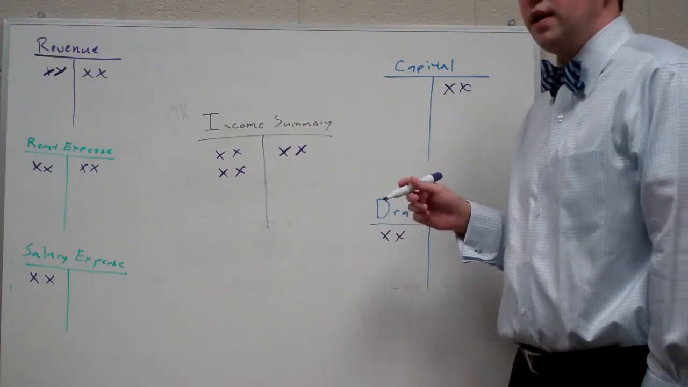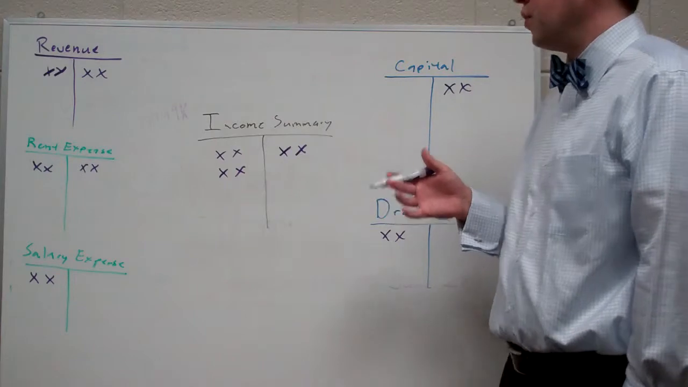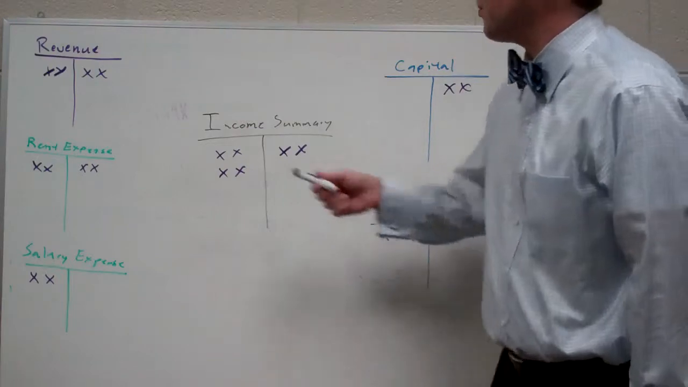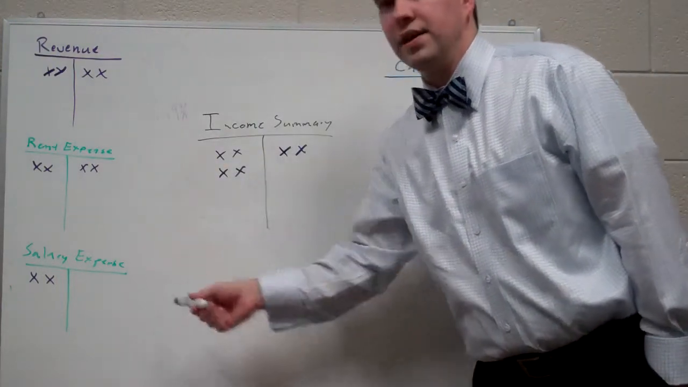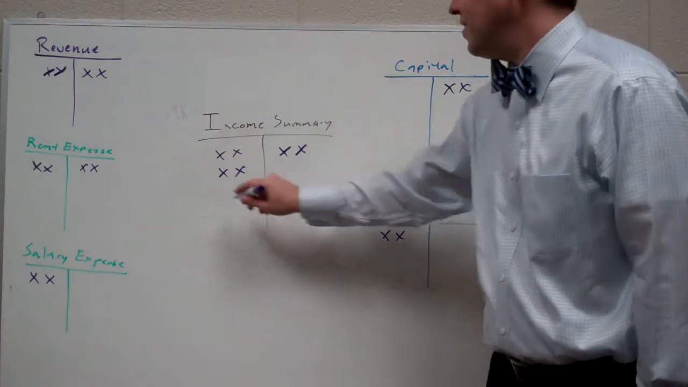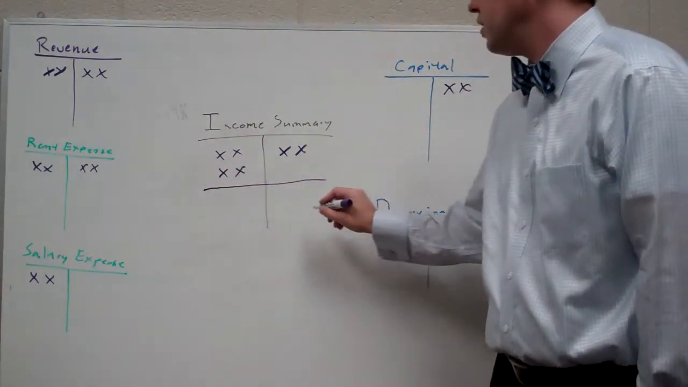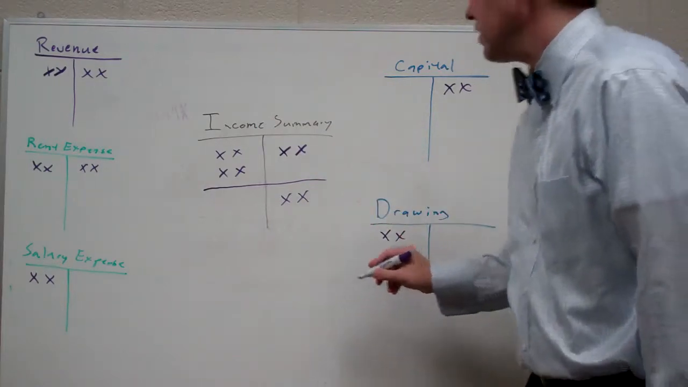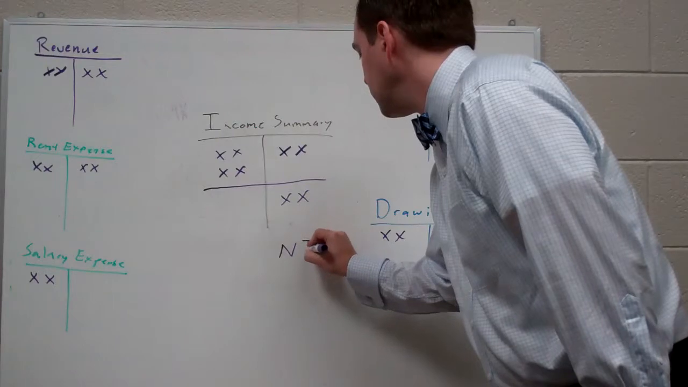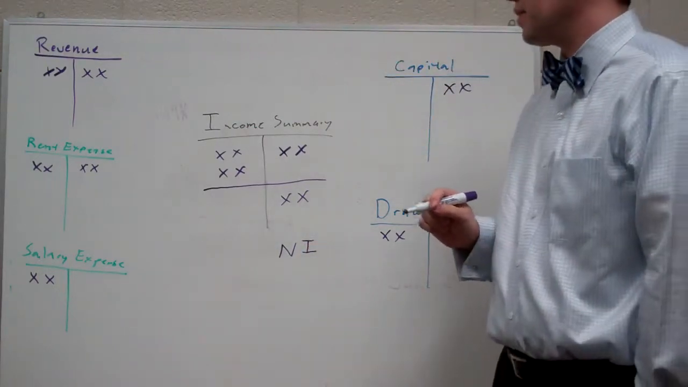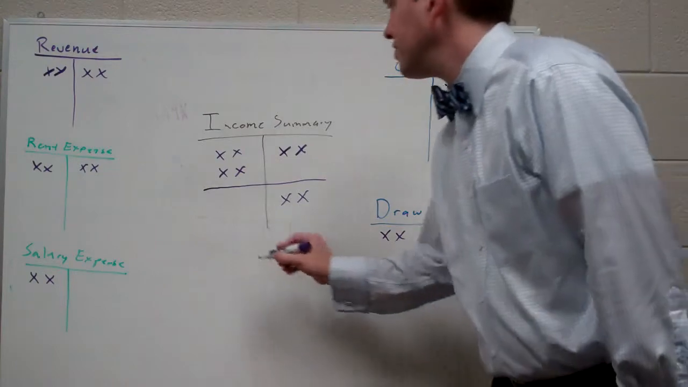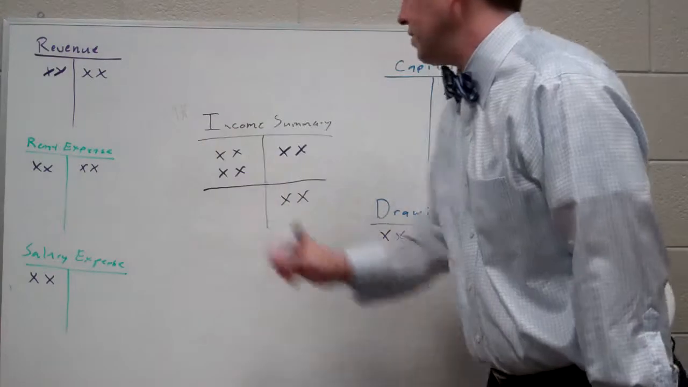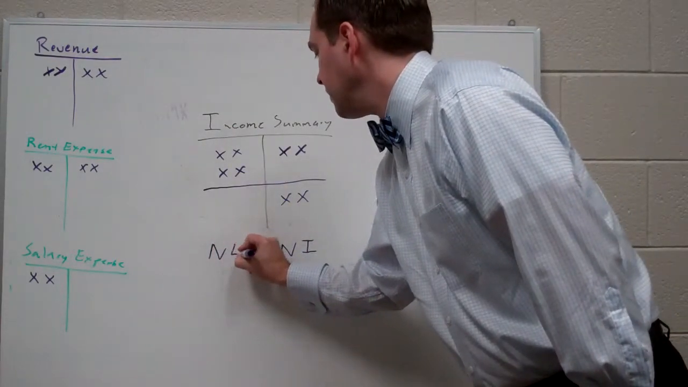Now, in normal situations, what we hope for is net income. Net income means that revenues are greater than expenses. If that's the case, then income summary will have a normal credit balance. A credit balance in income summary tells us that we have net income. A debit balance in income summary, where expenses in total were greater than revenues, would tell us that we have a net loss.